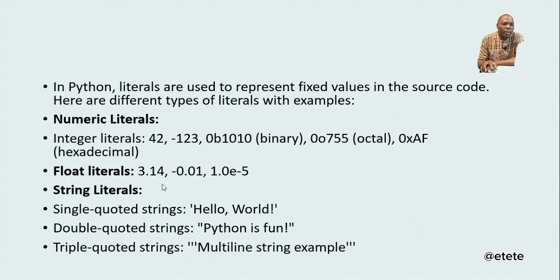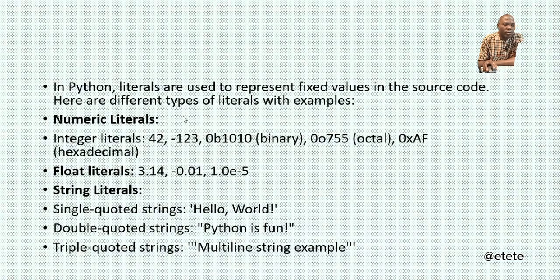In Python, literals are used to represent fixed values in the source code. Here are different types of literals with examples. We have the numeric literals, which are integer literals, 42, minus 1, 2, 3. Then the binary literal, this is octal, and then this is hexadecimal. Now, float literals, 3.14, minus, are examples of them.